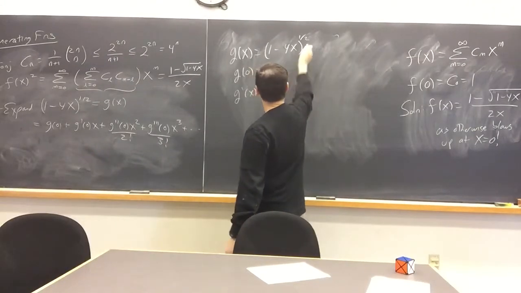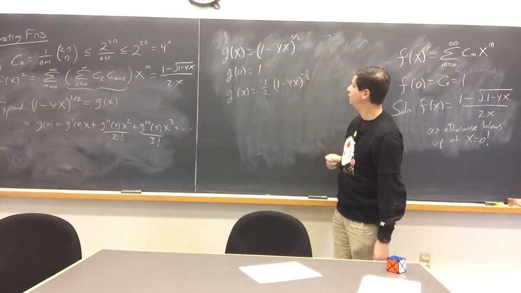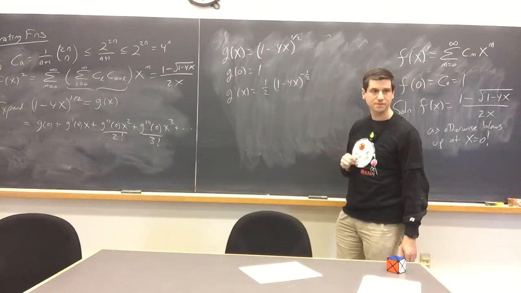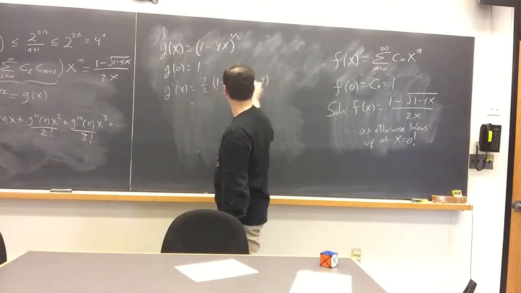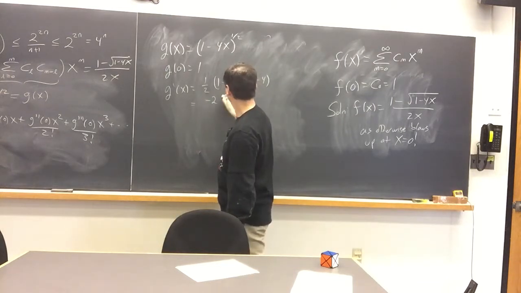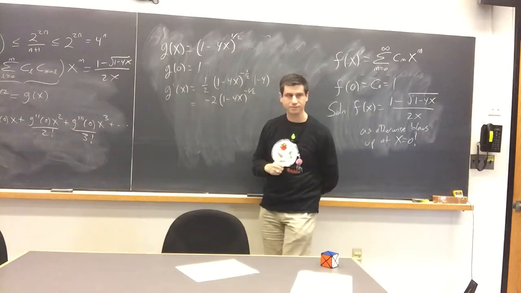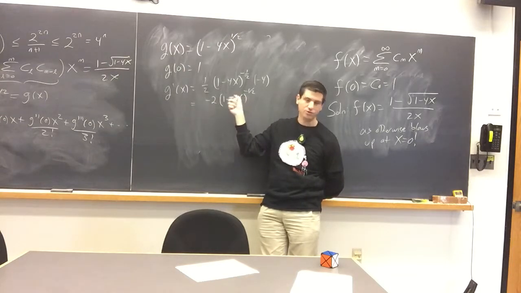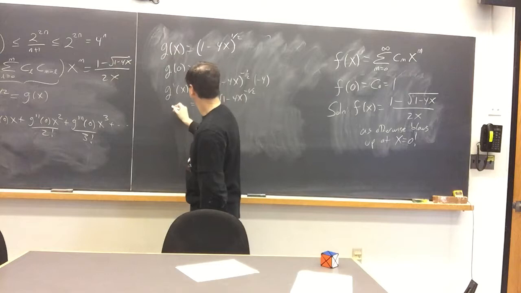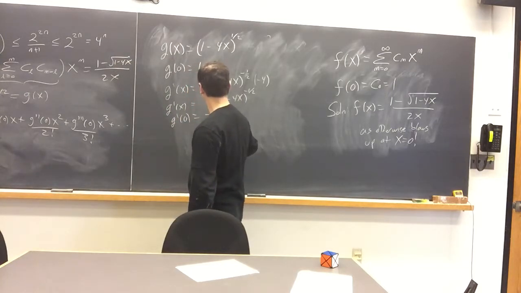All right, so now let's calculate g prime of x. So g prime of x is going to be 1/2, 1 minus 4x to the negative 1/2. And now the derivative of negative 4x will be negative 4. So it will become negative 2, 1 minus 4x to the negative 1/2. And what's nice is whenever we put in x equals 0, this part will just vanish and we'll just get this coefficient. So g prime of 0 is just negative 2.